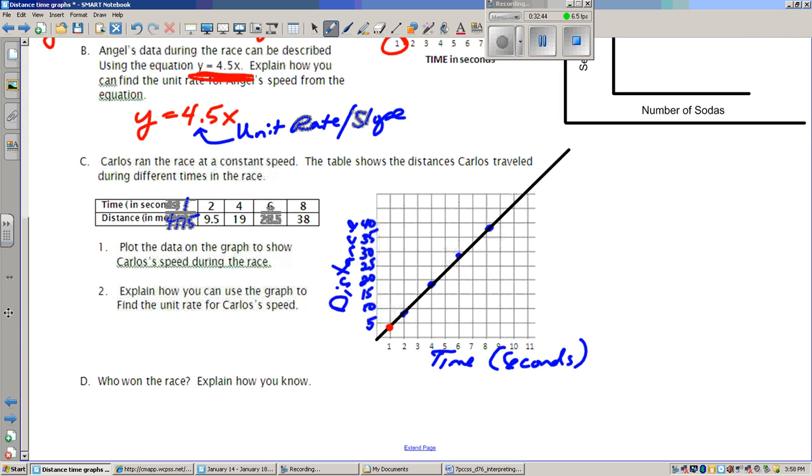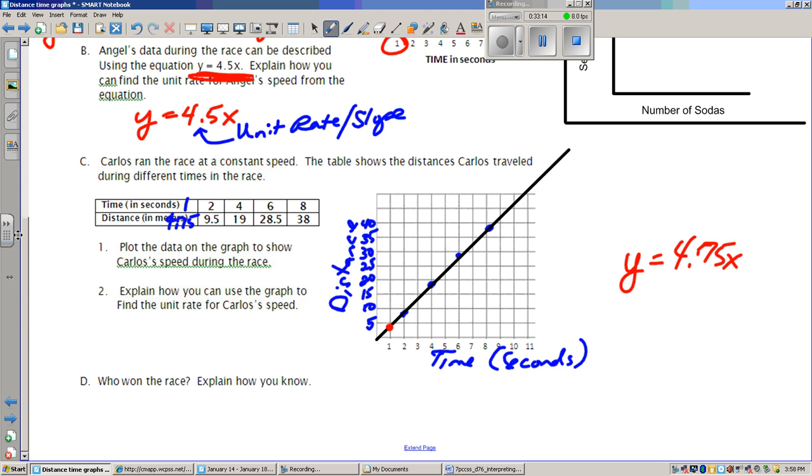So who won the race? Well, we've written equations for Ramon and Angel, so let's write an equation for Carlos since we know his unit rate or his slope. Write that off to the side. Y equals, what's his unit rate or slope? Good, 4.75 x plus 0. Remember, our line goes through 0, 0, but we don't need to put 0, 0 in our graph.